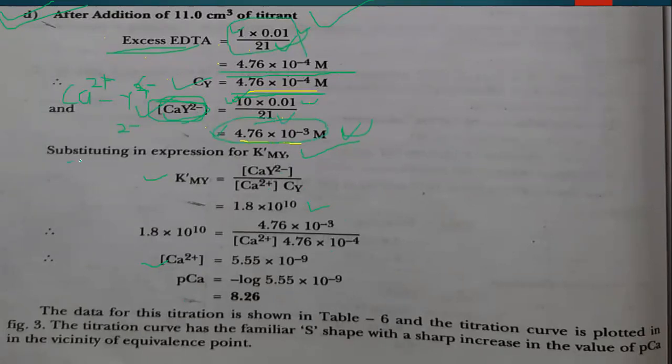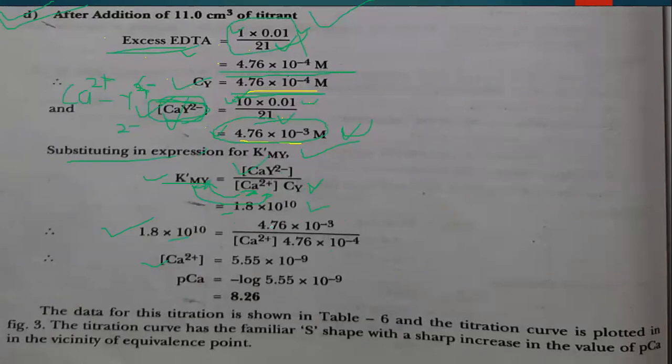Okay, so substituting the above values of CaY2 minus and Cy. Now you know the Cy, right? Now you have to find out the value of Ca. You know the K dash My. What is Ca? Take Ca2 plus to this side, K dash My to this side. What will happen? See now. This is 1.8 into 10 raised to 10, right?